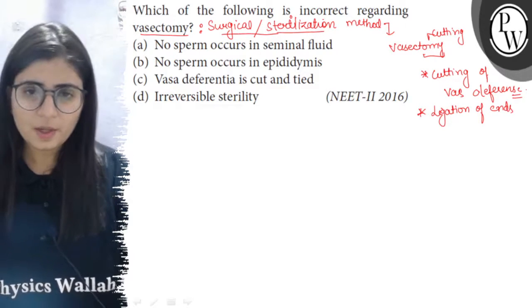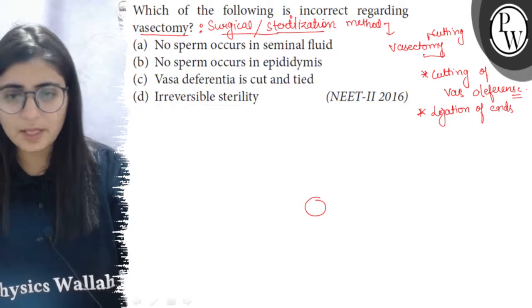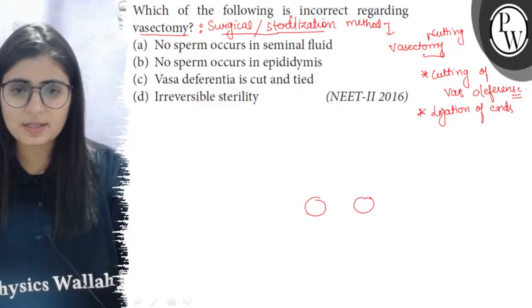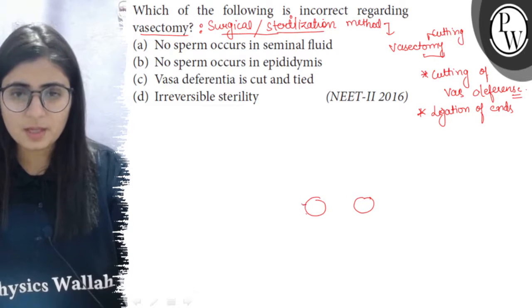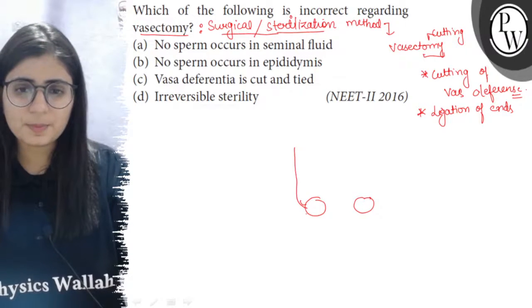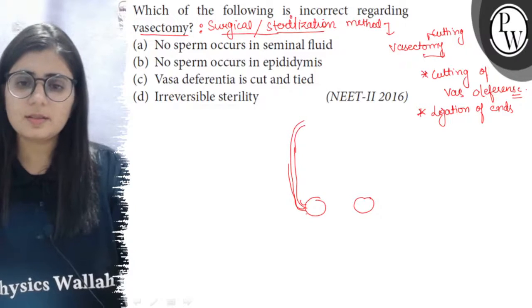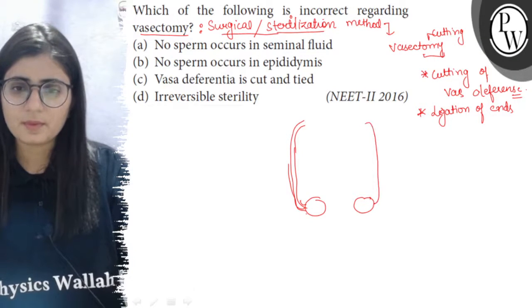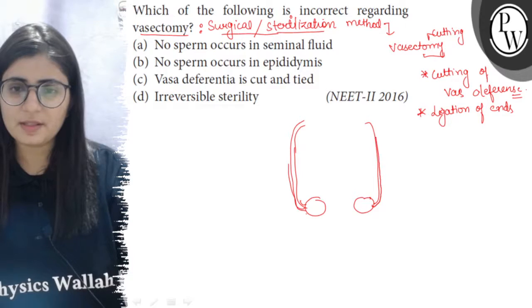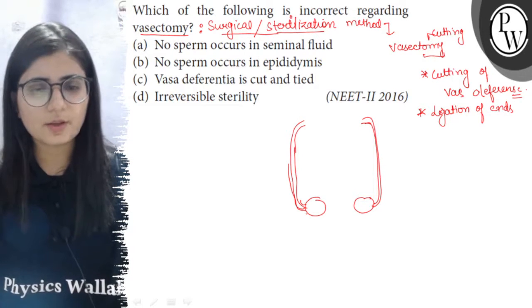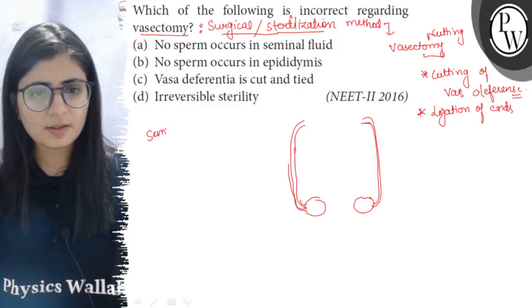Now if we look at the male's reproductive system, then these are two testes. These are present in the pouch which is called scrotum, and from testes the sperms are carried by tubes which are called the vasa deferentia, vas deferens. Now the route of sperm transport is like from the seminiferous tubule.